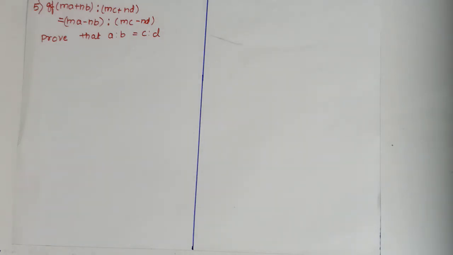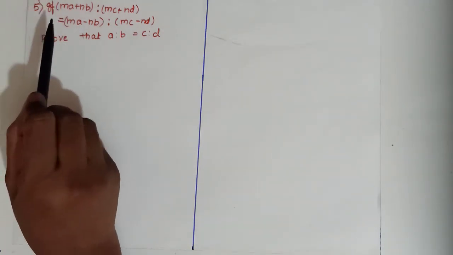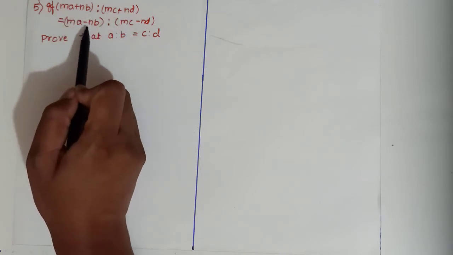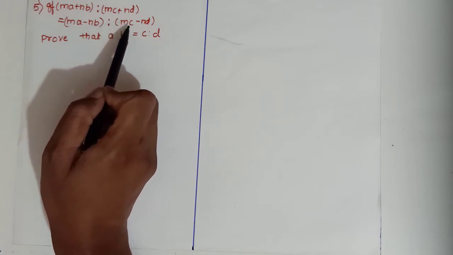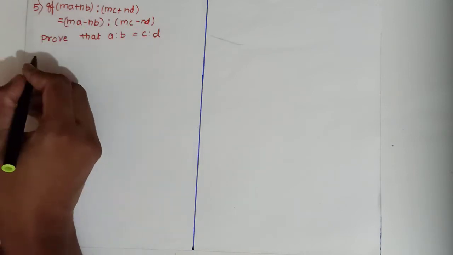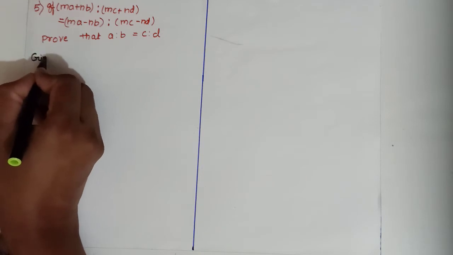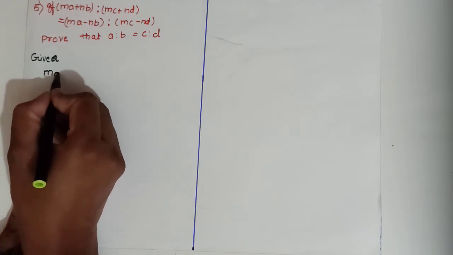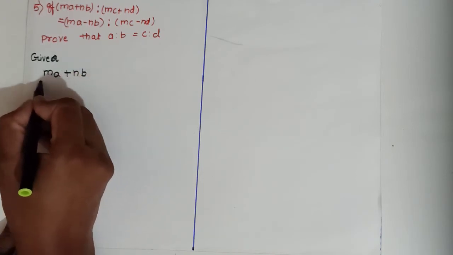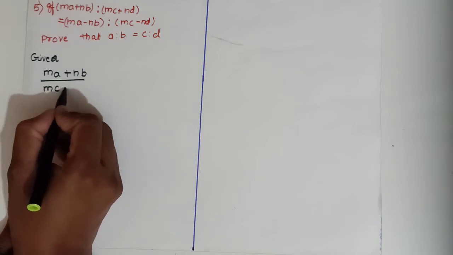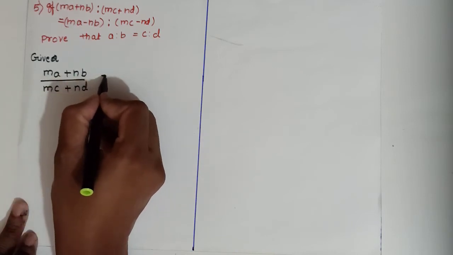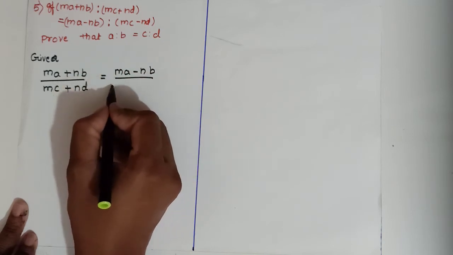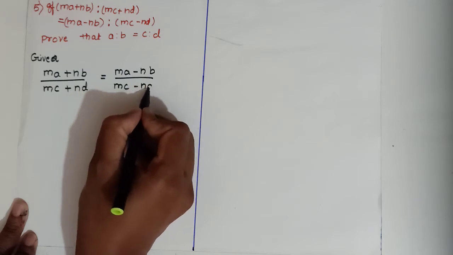Now let's see this problem. Fifth one, here it is given to you: (ma + nb) is to (mc + nd) equals (ma − nb) is to (mc − nd). Here what we will do, first let's write the given part. What is given to you? (ma + nb) divided by (mc + nd) equals (ma − nb) divided by (mc − nd).